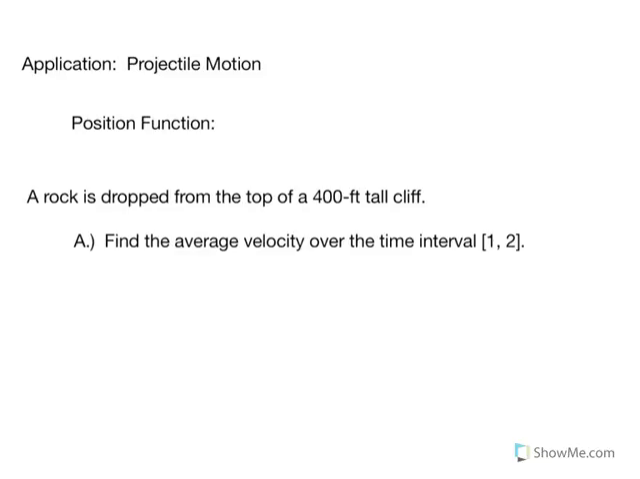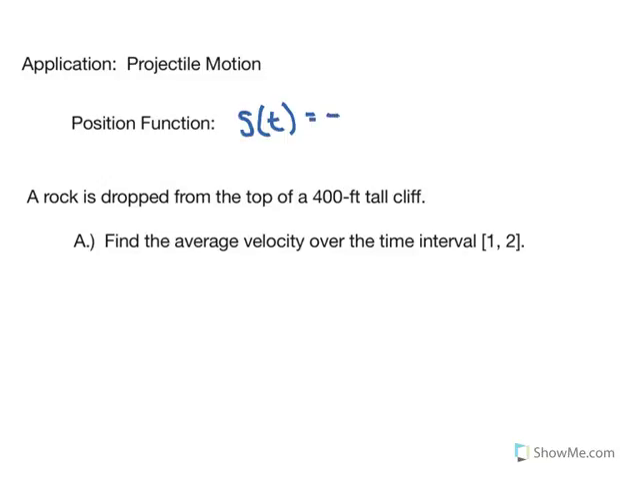We're going to take a look at an application for derivatives, and that application is about projectile motion. So the first thing we need to do is define our position function, or the function that's going to tell us the height of the object at any moment in time. That function is s of t. So s stands for position, t is time. So this is function notation, s of t.